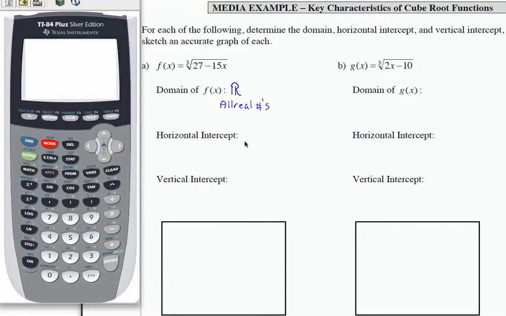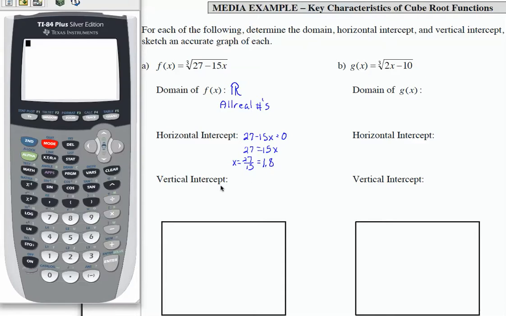To find the horizontal intercept, we take what's underneath the radical, 27 minus 15x, and we set it equal to 0. I'm going to add 15x to both sides, and then divide both sides by 15. So that's going to give me x is 27 over 15. I'm going to divide 27 by 15 on my calculator and round it, giving me 1.8.